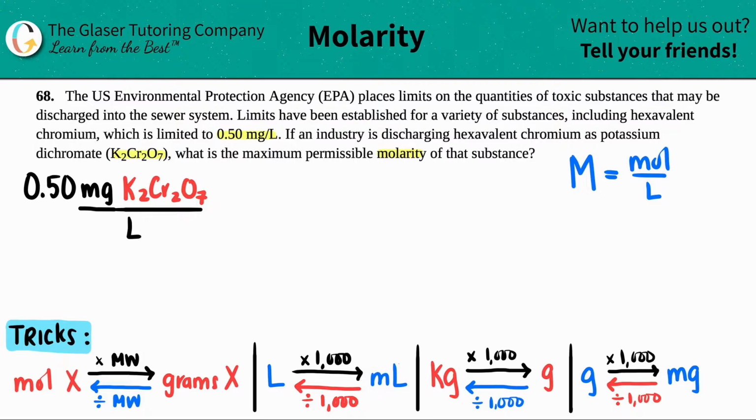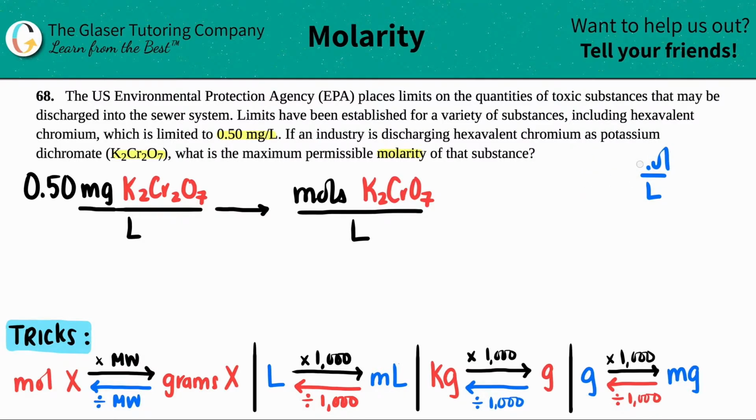So basically, all that we have to do is convert the 0.5 milligrams of K2Cr2O7 into moles of K2Cr2O7. And if I put that over a liter, that's going to be the molarity. So let me just erase this now. Do you see how this is a unit of molarity? Molarity equals moles over liters. I've got to convert the milligrams into moles. But what do I have to do with the denominator, guys? It's already in liters, so I don't have to do anything. That's already converted for me.